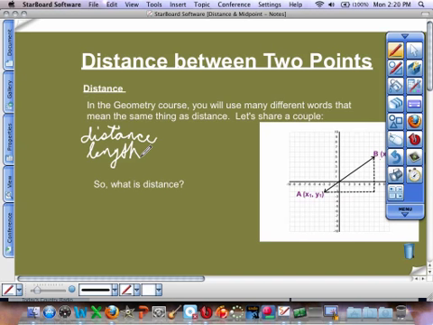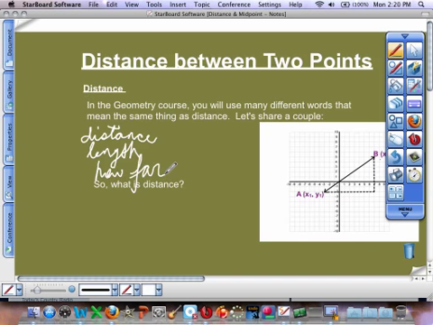Others? Maybe not just words, but some phrases that mean the same thing. How far are they apart? How far is it traveled? So how far. Those are some common words that you're going to hear in this class that indicate the length of, or the distance between, 2 points.